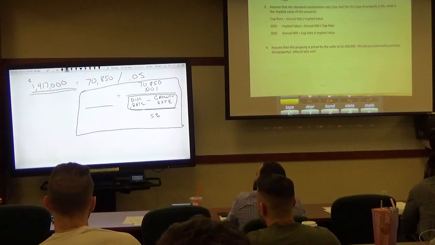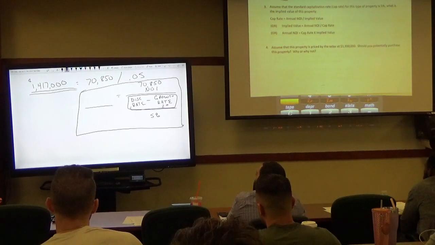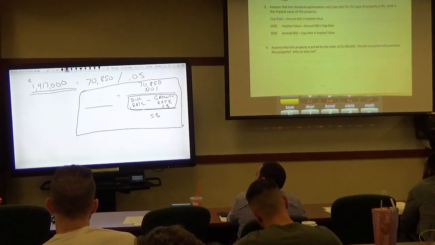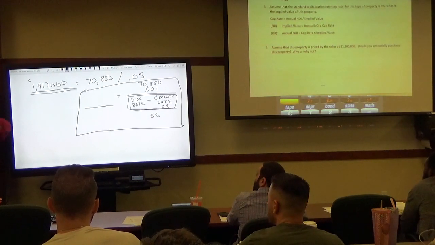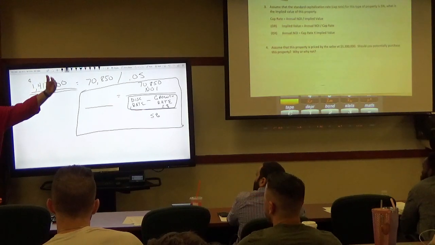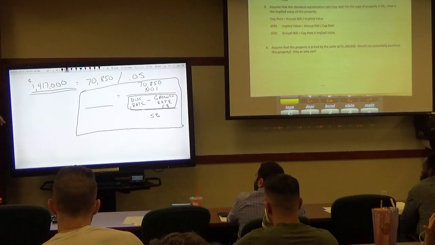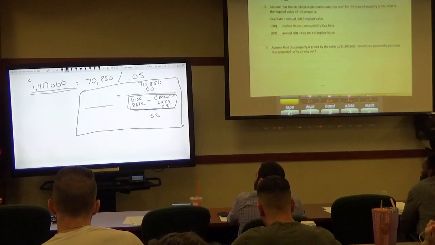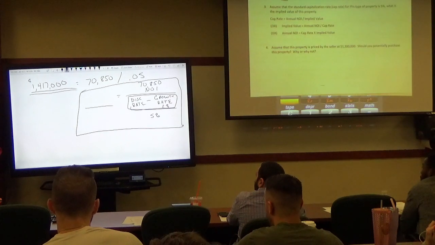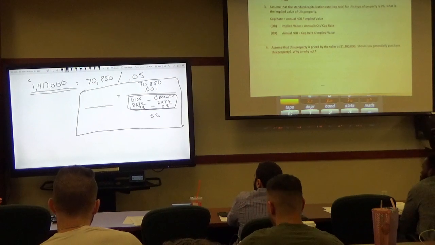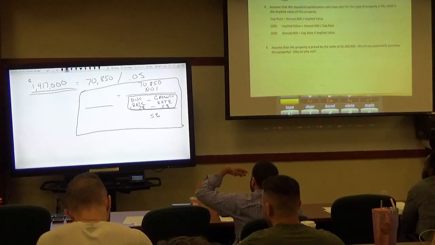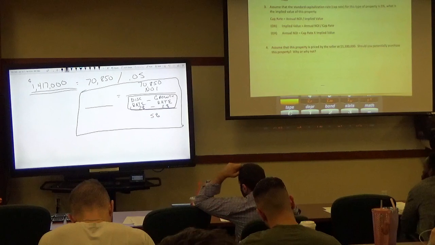But what we're not told is what the growth rate is and what the discount rate is. Well, let's assume that the growth rate is 2%. And what that means is the income is expected to grow annually at 2% a year. Does everybody understand that? Yes or no? Okay, so if that's the case, what would that make our discount rate? 7. Because 7% minus 2% is 5%. Okay, does everybody follow?